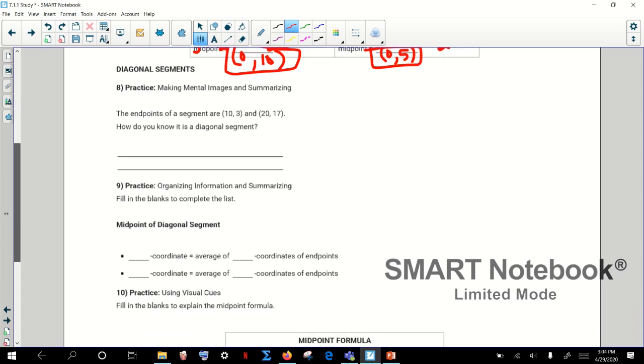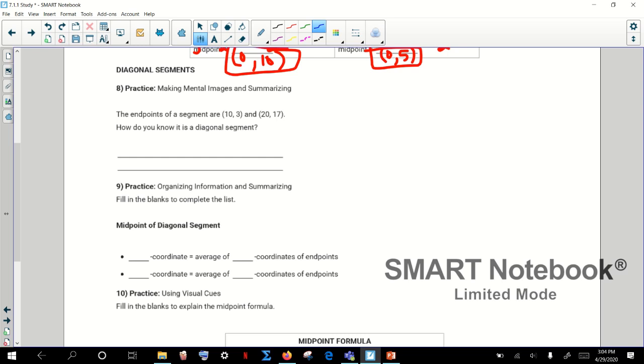Okay. All right. The endpoints of a segment are (10, 3) and (20, 17). How do you know it's diagonal? All right, let's think about it. Let's do a quick sketch. So 10 over and 3 up, let's say that's about there. That's my first point. And then (20, 17), so further to the right, further up. How do I know that it has to be diagonal? Well, they have different x and y values.